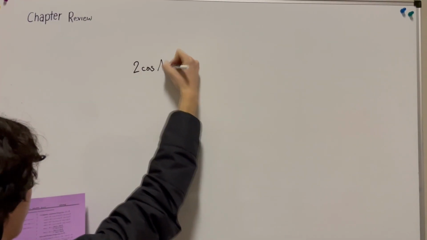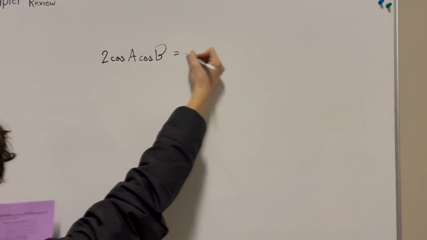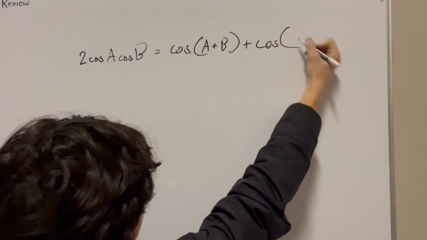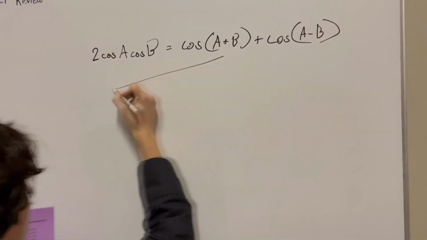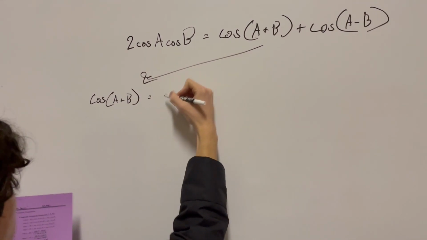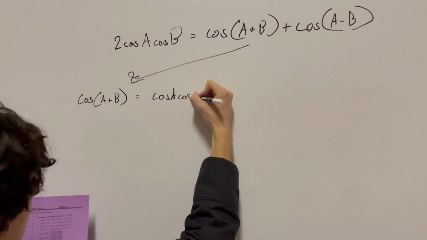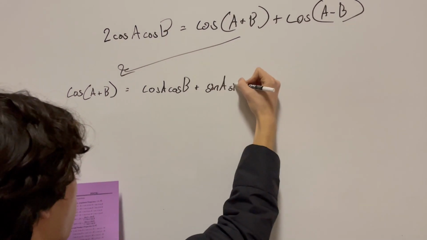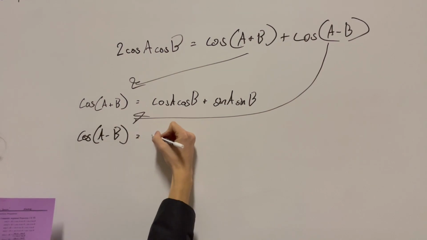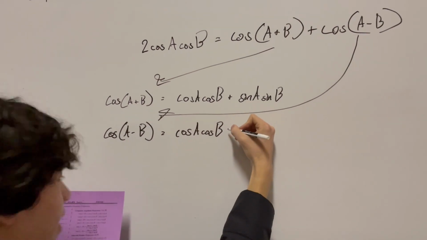For the proof of product to sum, we start with 2 cosine a cosine b equals cosine (a plus b) plus cosine (a minus b). Starting on the right side, we can use the composite argument properties to turn cosine (a plus b) into cosine a cosine b minus sine a sine b, and turn cosine (a minus b) into cosine a cosine b plus sine a sine b.